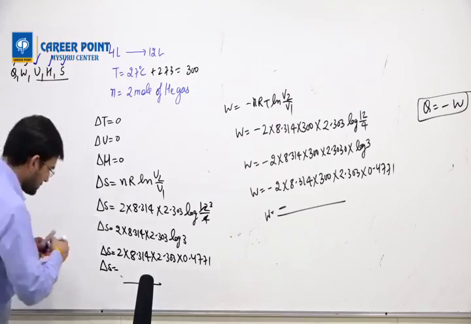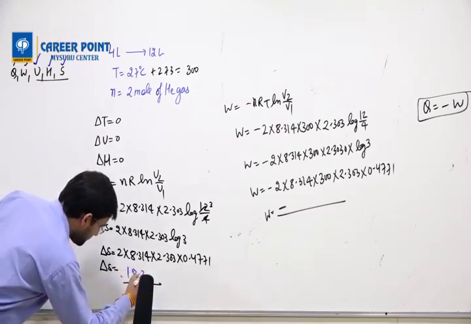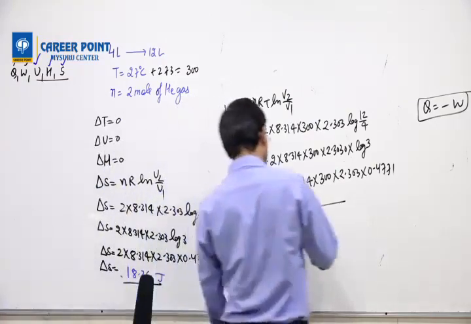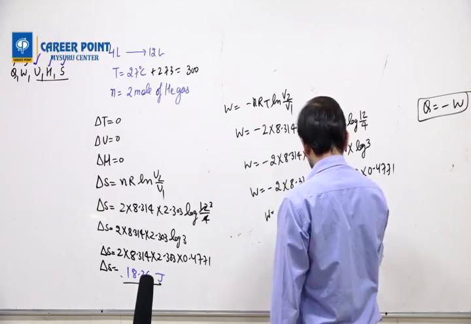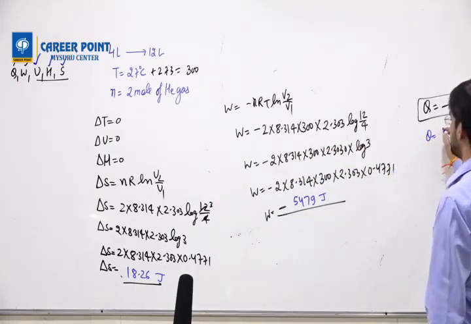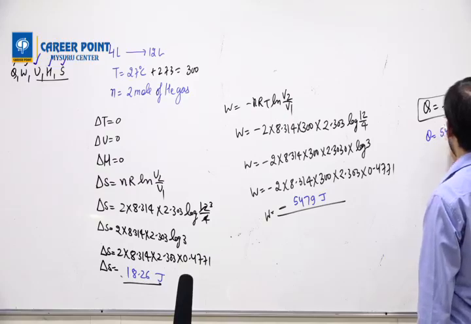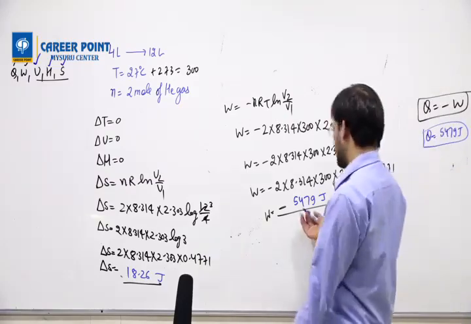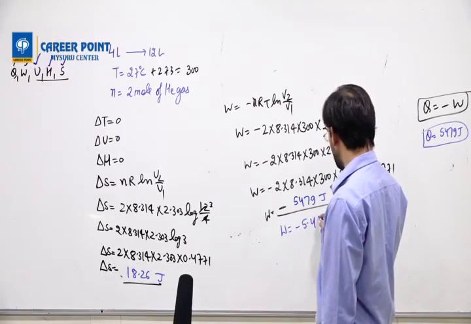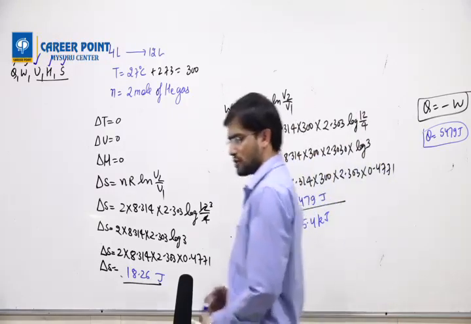Okay, this will come somewhere around 18.26 joules per Kelvin. This will come as 5479 joules. So Q will come as 5479 joules. You can write the answer in kilojoules also. W equals minus 5.4 kilojoules also.